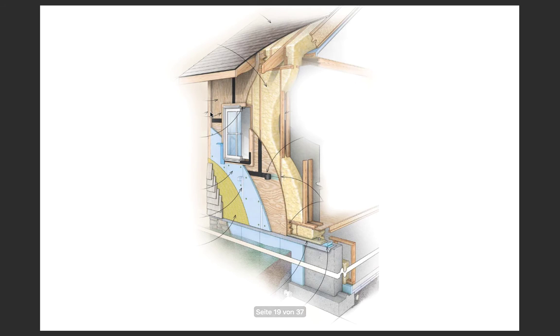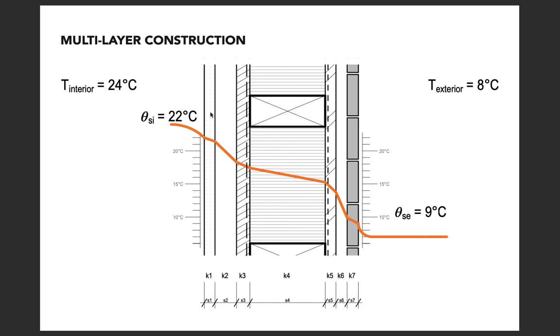And of course, coming back to the idea of having multiple materials within a construction, that means that we have to calculate that heat flux for every single layer, and we can add them up. Every layer has a different thickness, and every material has a different thermal conductivity coefficient as well. So we can calculate each of those layers individually.